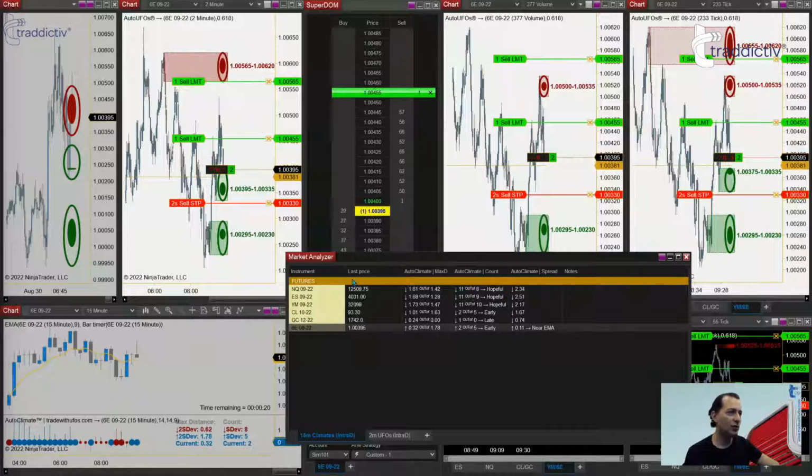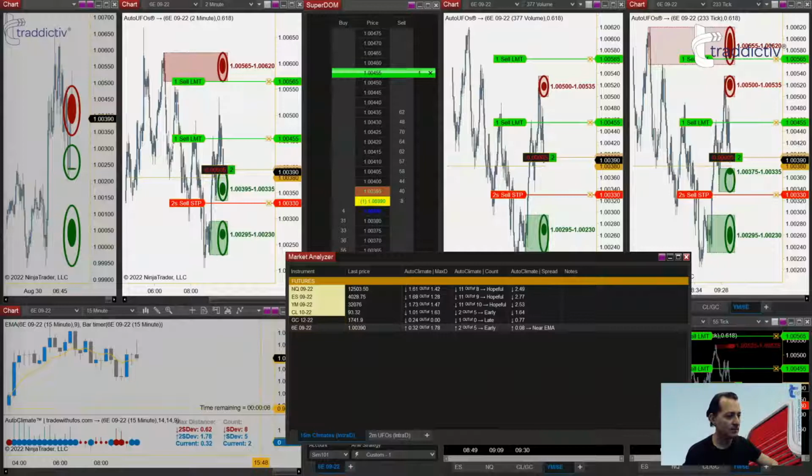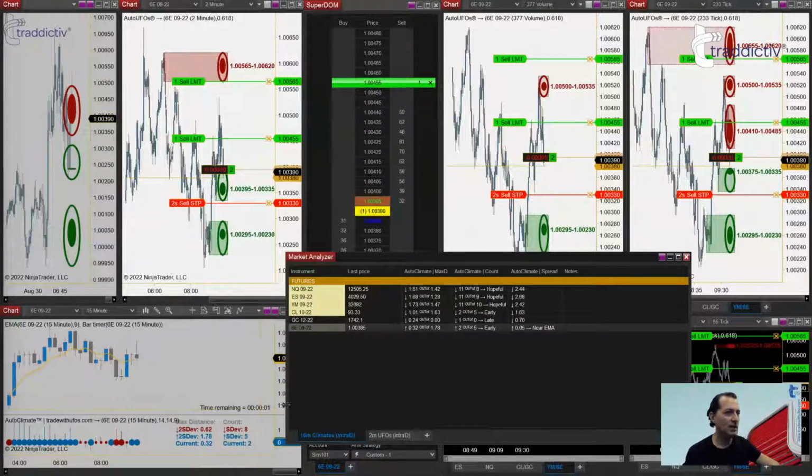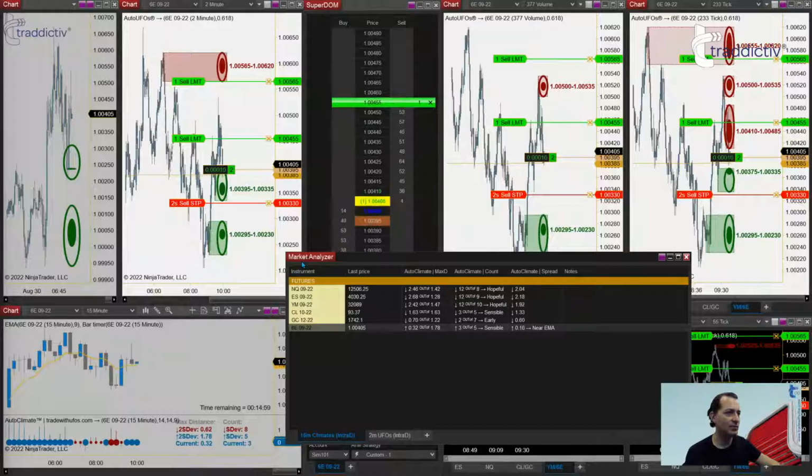Oh, we just got filled on the euro. Here we go. Thank you so much. So we got filled basically at 0.0. So I'm giving myself 6 minutes, right? So 6 minutes will mean when the clock shows 9 minutes of the next climate, that is when I will basically exit this trade, okay?